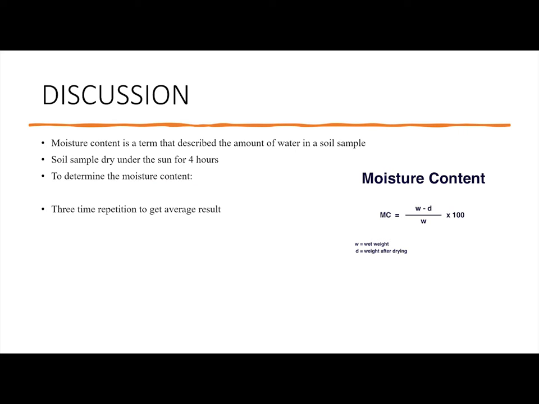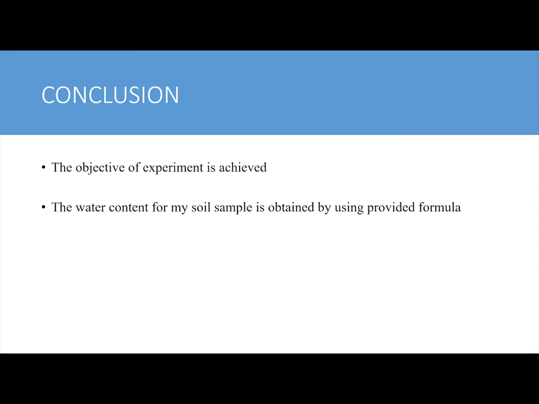Okay, so for the discussion of moisture content. Moisture content is a term that describes the amount of water in a soil sample. In this experiment, I sun-dry the soil sample for 4 hours, and to determine the moisture content, we will use the formula on the right of the screen. And lastly, I repeated this test 3 times to get an average result.